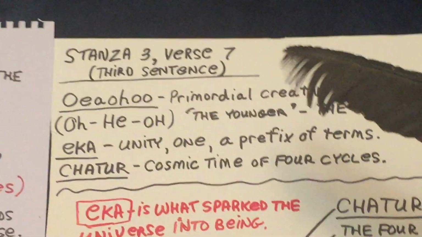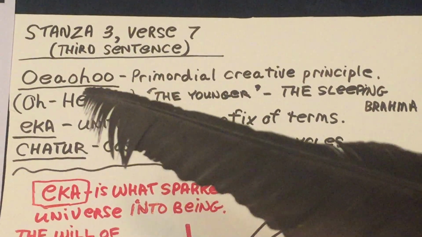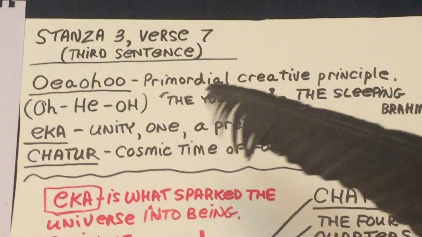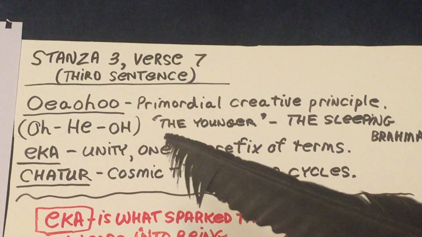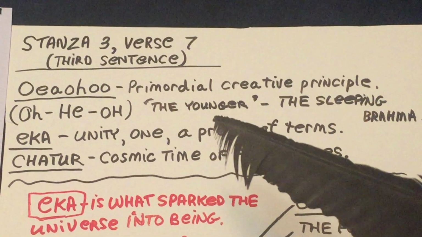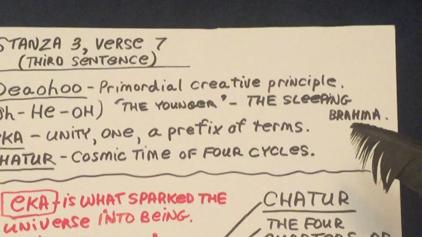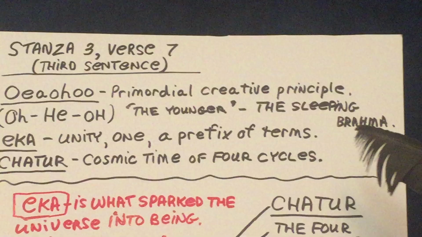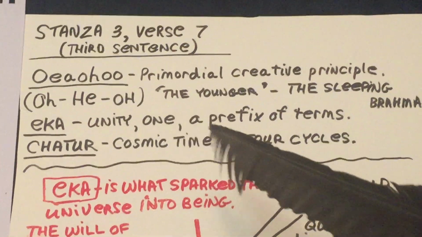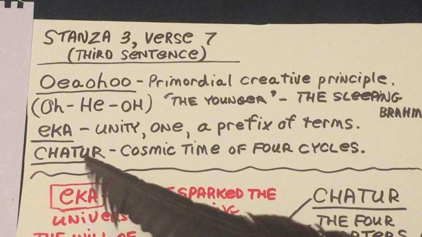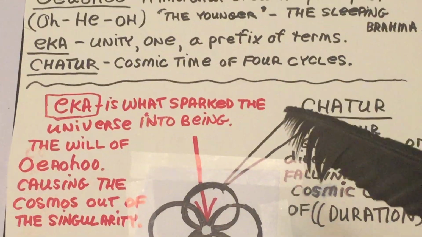Stanza 3, verse 7, and you're going to have to read that. I just don't feel like reading out the whole thing right now. So the primordial creation principle is known as Aho, and it is called the Younger in verse 7. That is the sleeping Brahma. The Brahma that was asleep awoke many billions of years ago to create this universe. Aka is the unity, one, or prefix of terms. Chatur, cosmic time of 4 cycles. Now this is the part that's going to need some explanation.